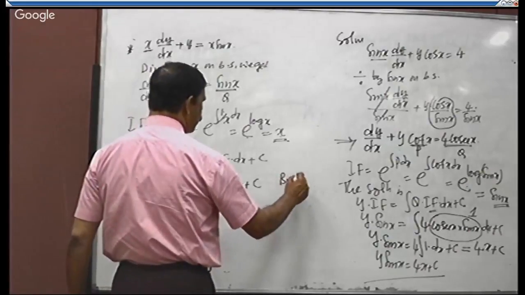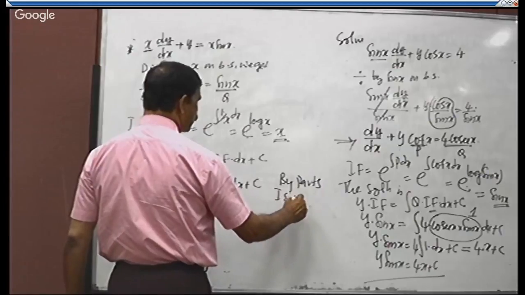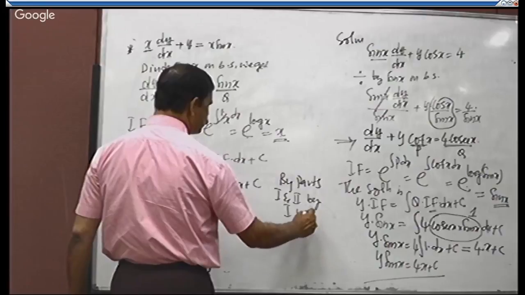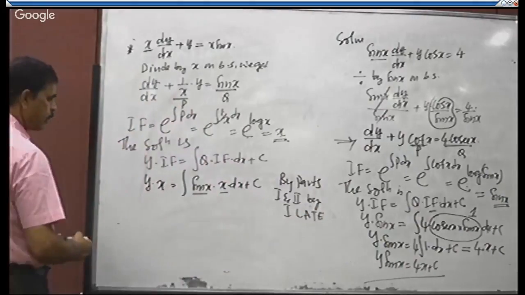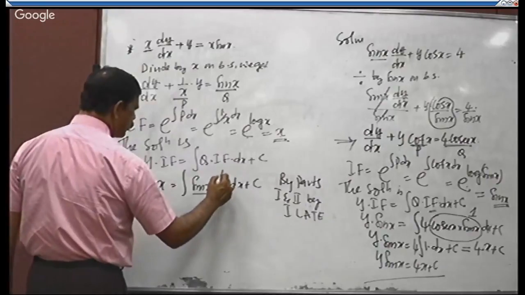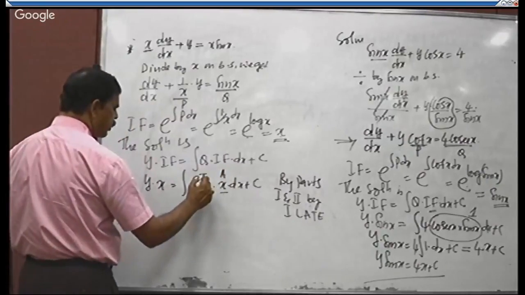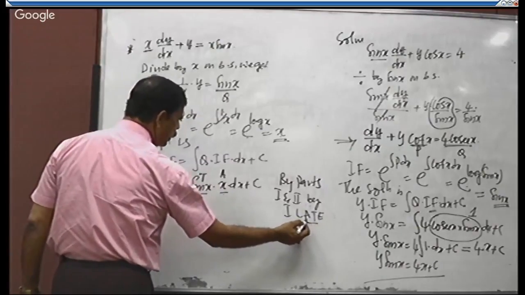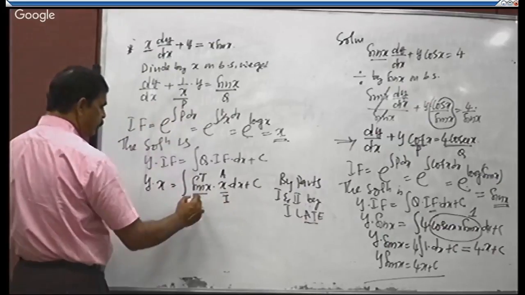Integration by parts. There we have to select the first and second function by the word ILATE. Correct? Using that word, you select. This is what? This is algebraic. This is what? It is trigonometric. Correct. Which comes first? A or T? In the word ILATE, A comes first. Therefore, this will be the first term, the first function.